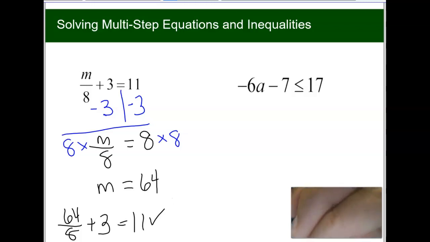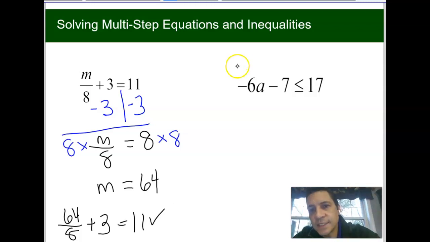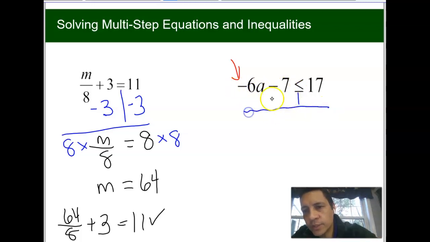And now let's look at this inequality. One of the things I'm going to notice first in this problem is I see this negative sign right here. And that's going to be my clue that I am going to flip the sign. But again, I'm going to start this problem the same way I started the other problem. I'm going to zero out this constant. It's negative 6a minus 7. I want to zero out this constant of subtracting 7, so I'm going to do the opposite. I'm going to add 7. But if I add 7 to the left of the inequality, I better add 7 to the right. So I get negative 6a is less than or equal to 24.